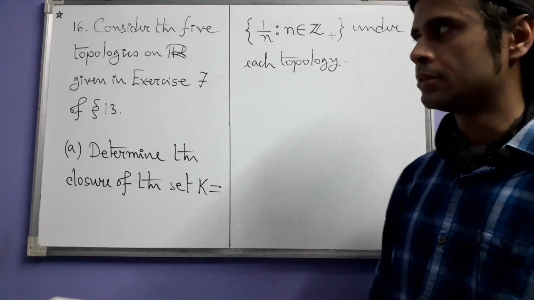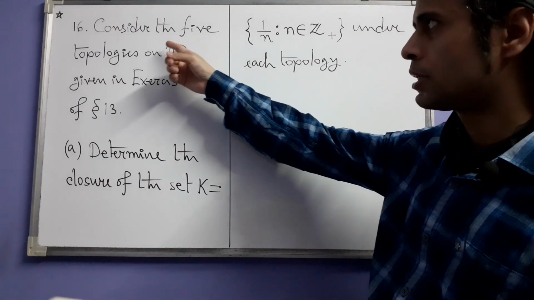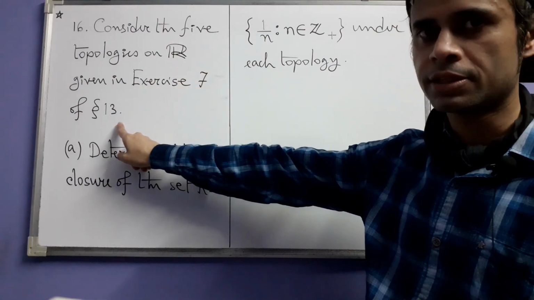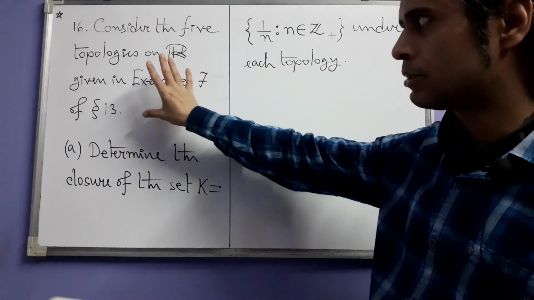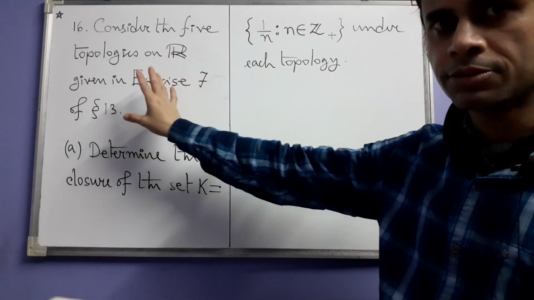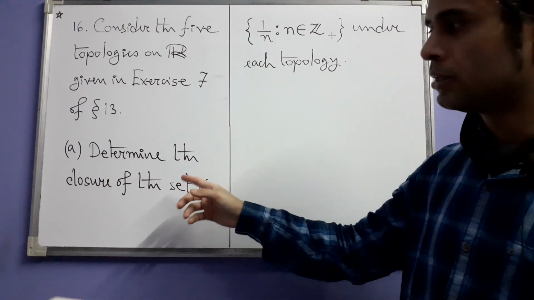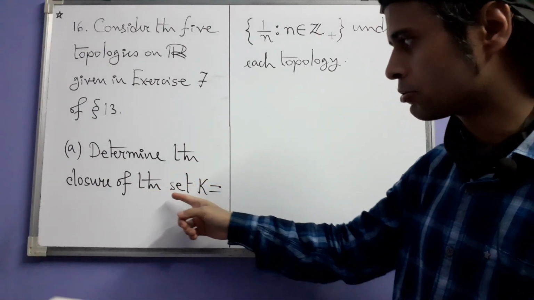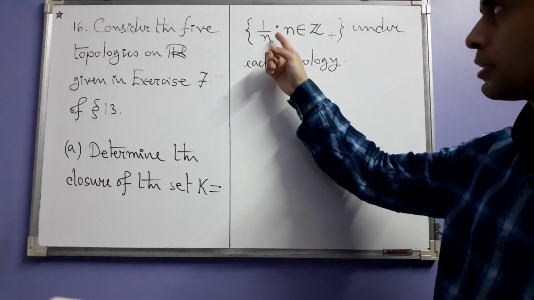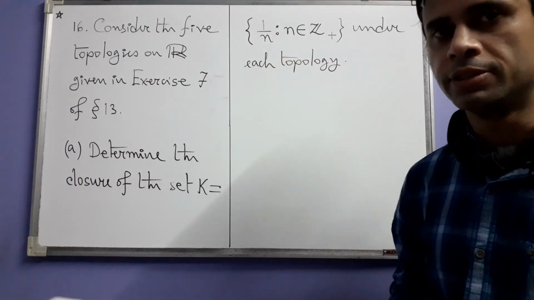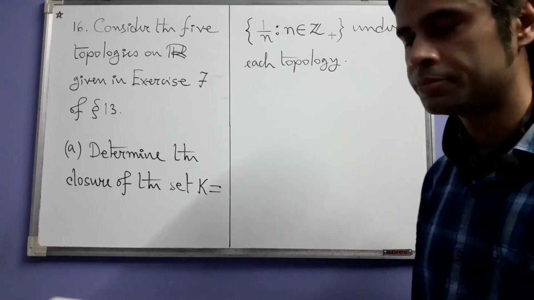Let's see another one, number 16 next. Consider the 5 topologies on R given in exercise 7 of section 13. We are going to recall when solving the exercise what those topologies were. There are two parts. This is part A. In part A, we have to determine the closure of the set K, the set of all reciprocals of positive integers, under each topology. So let's do this first.